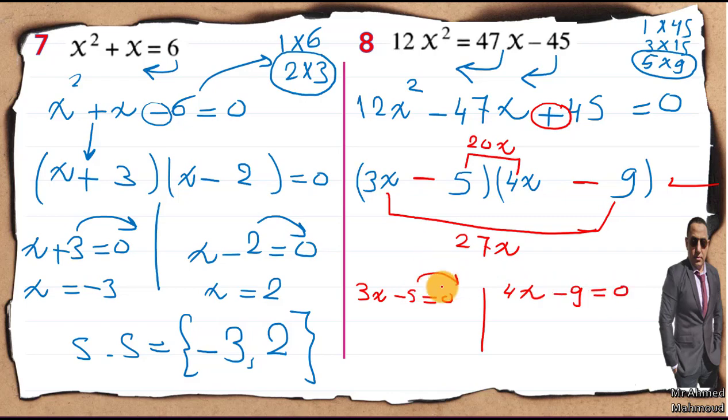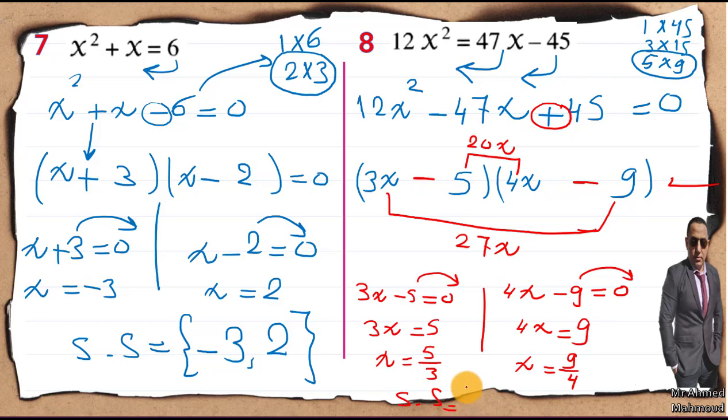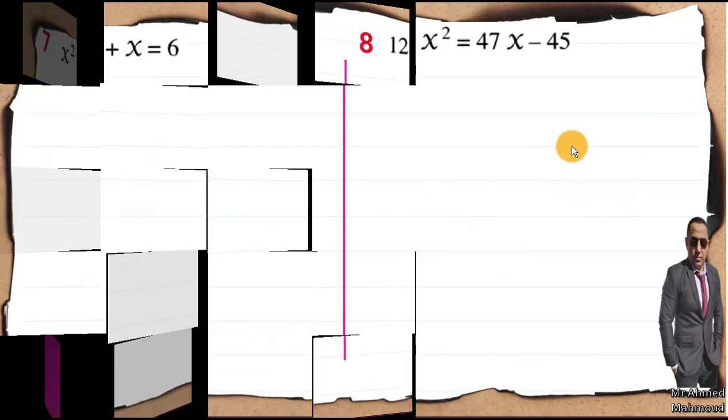I'm going to send 5, so it will be 3x equals 5. I'm going to send 3, so x equals 5 over 3. Here I'm going to send 9, so it is 4x equals 9, and I'm going to send 4, so it is x equals 9 over 4. Finally, the solution set equals 5 over 3 and 9 over 4. After completing the solution, it's okay to check by using the calculator.